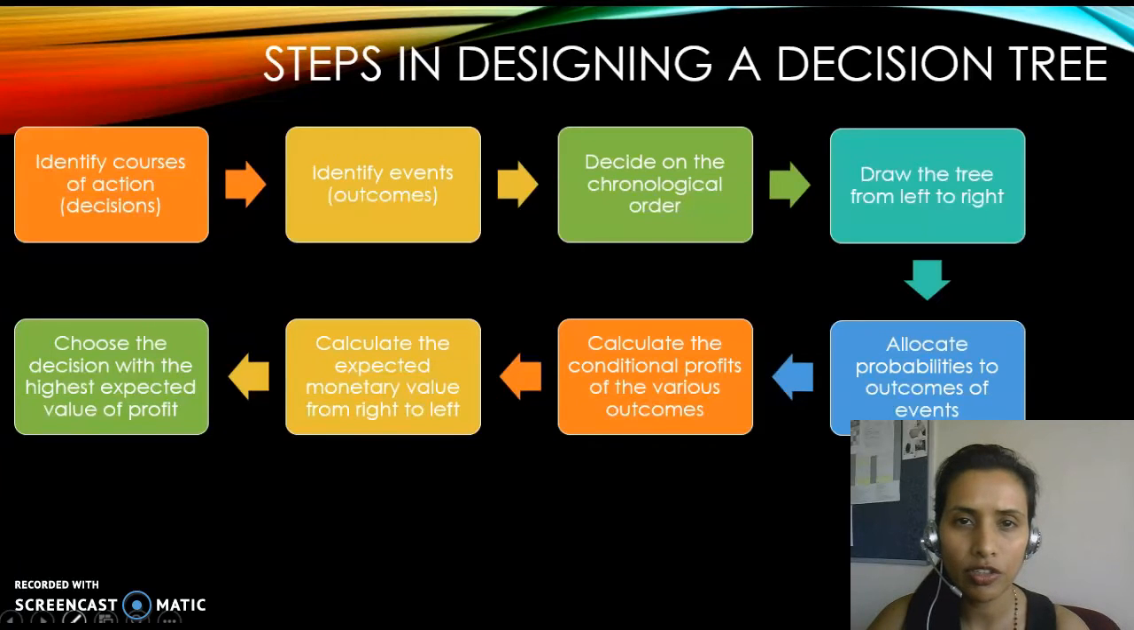Thereafter, we will calculate the expected value, and this is done from right to left, also known as your backward pass. And finally, we are ready to choose the decision that has resulted in the highest expected value of profit. Now I will take you through some very simple examples to illustrate how you would construct a decision tree and the different nodes that you would use.